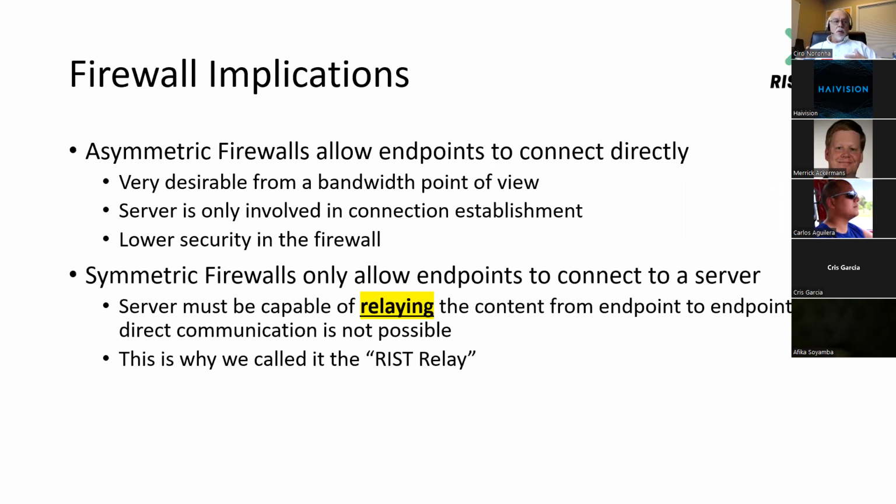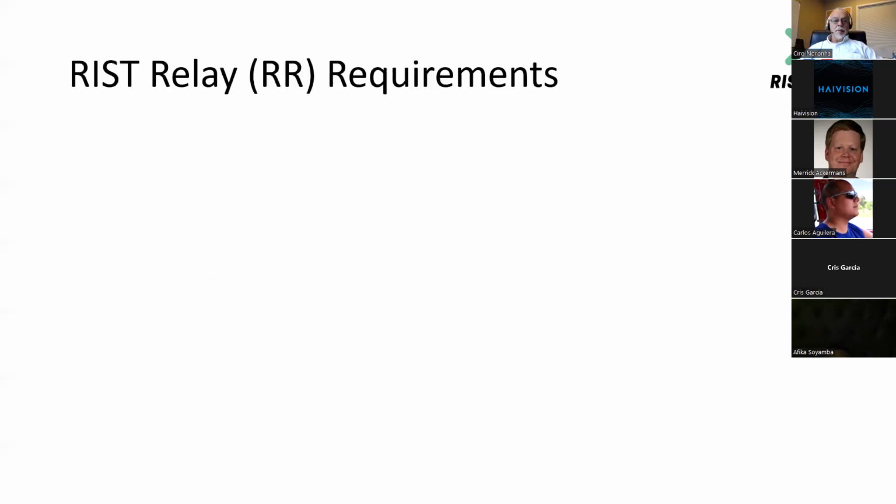So in order to work with symmetric firewalls, the server has to relay. So that's why we called it the RIST relay. When you do a Skype call, in most cases, you're talking directly to the other side. The Skype server just allowed you to connect. It created state in the firewalls, and then you ride that state in the firewall. But if you're doing a generic solution, you need to be able to relay. And that's why we call it the RIST relay.